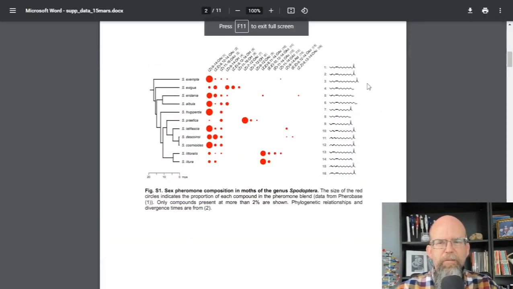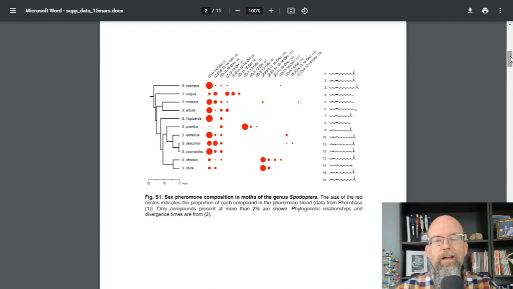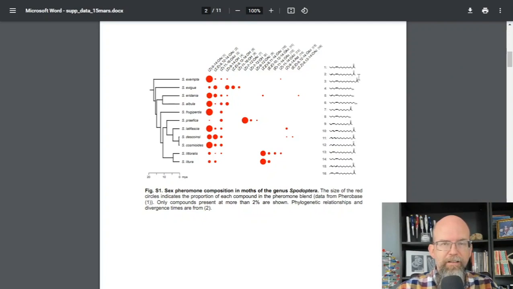Okay, I realize this is getting a little bit more complicated than I wanted it to be. So probably best just to wrap it up really quick. I thought this graphic in the supplemental material probably helps show that the suite of chemicals that are used as pheromones in different moths, right, differ between different moths, and this is one of the things that makes them different species. So on the left-hand side is the relationship between a bunch of different moths, the phylogeny, right, the history of all these different species. And then on top, we have a list of a bunch of different molecule names, right, and those are all the different pheromones.